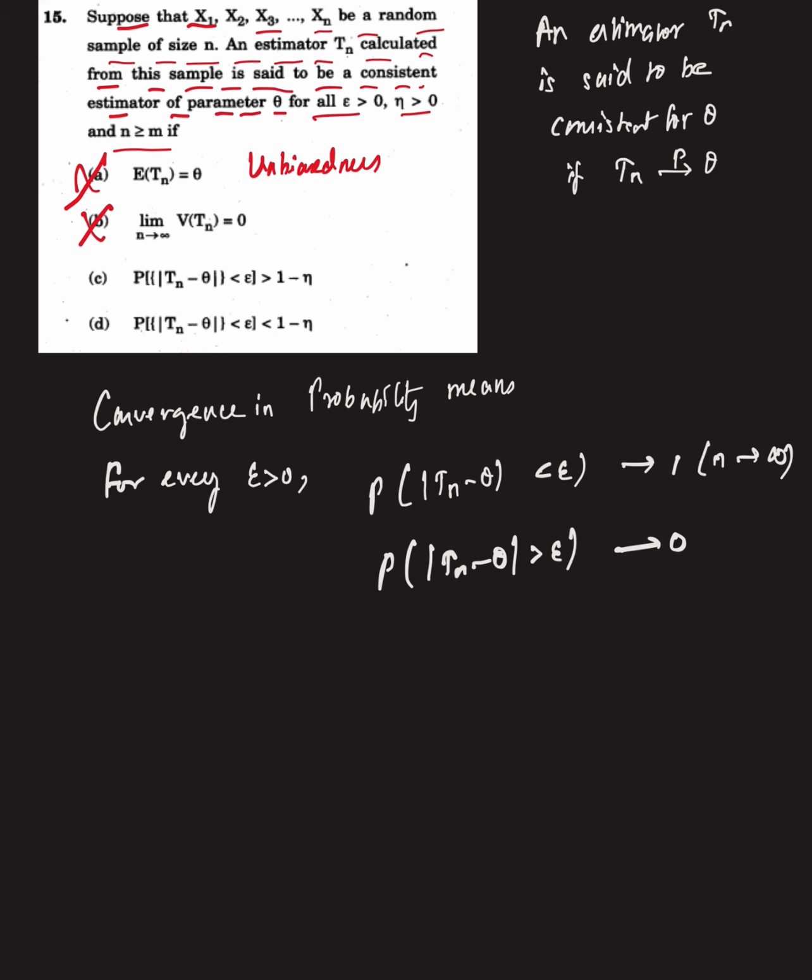And option C says the probability of mod Tn minus theta less than epsilon is greater than 1 minus eta, for epsilon greater than 0, where eta is also greater than 0, and sufficiently large n. So this is the equivalent definition of consistency. And in option D, we have the reverse inequality, so that is not correct. So therefore, option C is the correct answer.